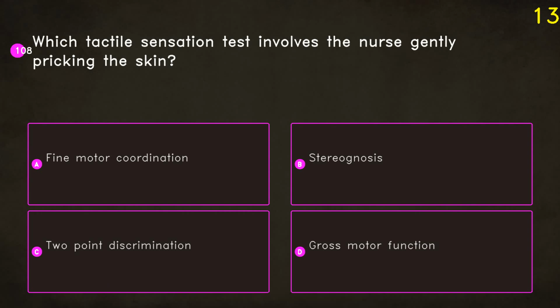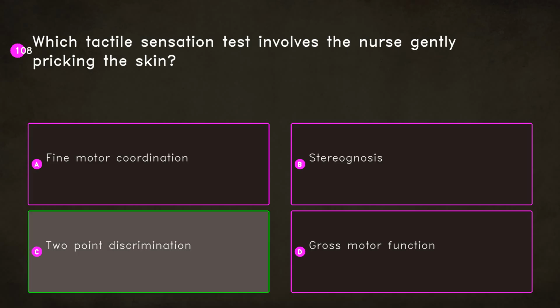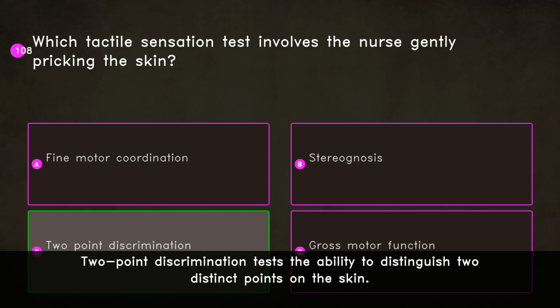Question 108. Which tactile sensation test involves the nurse gently pricking the skin? A. Fine motor coordination, B. Stereognosis, C. 2-point discrimination, D. Gross motor function. The correct answer is 2-point discrimination. 2-point discrimination tests the ability to distinguish two distinct points on the skin.